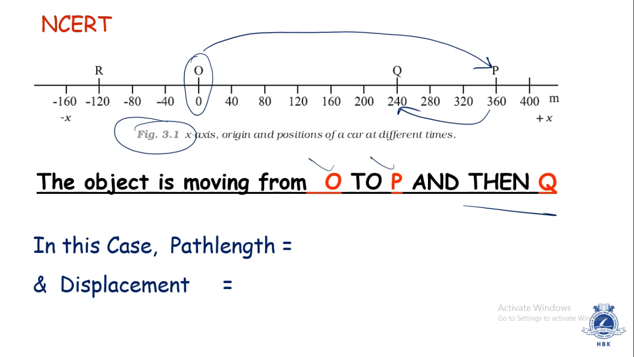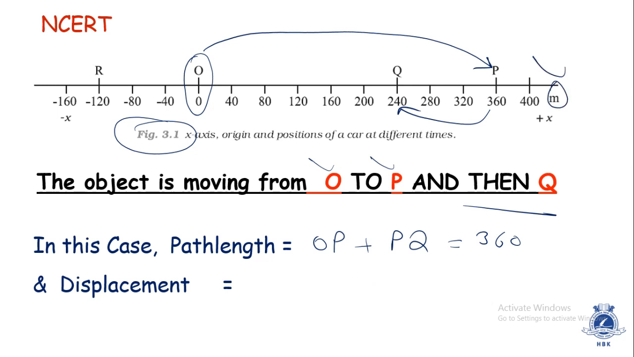Path length is what? It is exactly the distance, or we can say the path on which the object is moving. So over here, the path length will be for OP and from P to Q. If the particle is moving from point O to point P, then you can see from the diagram, the distance OP is 360 meter. In the diagram it's mentioned clearly that all those things are in meter.